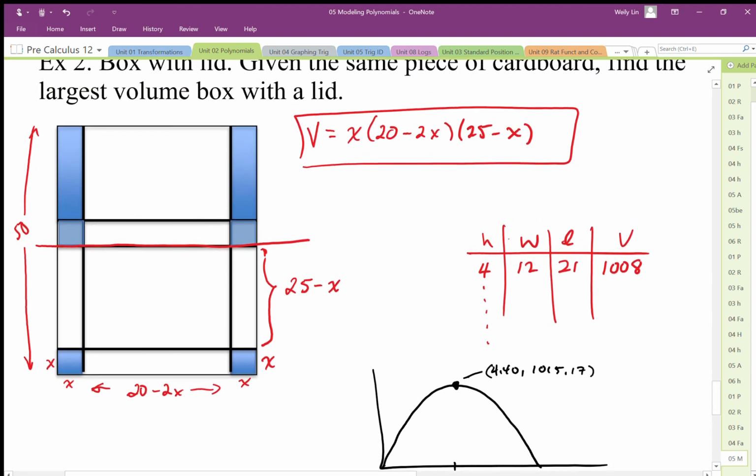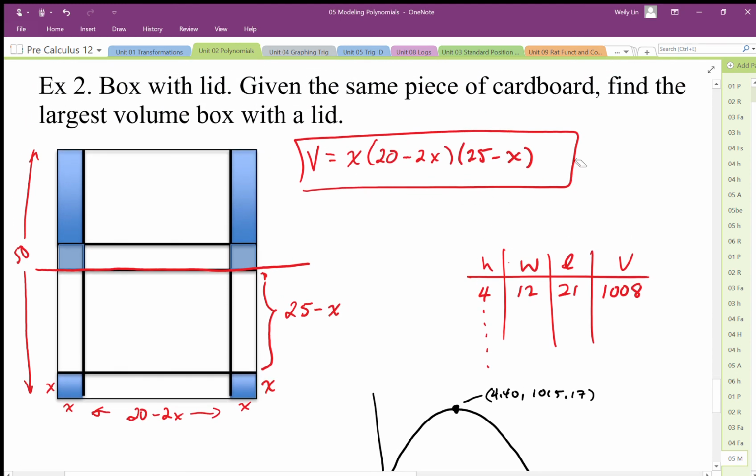However, what really is important is being able to come up with the polynomial model that models this problem.